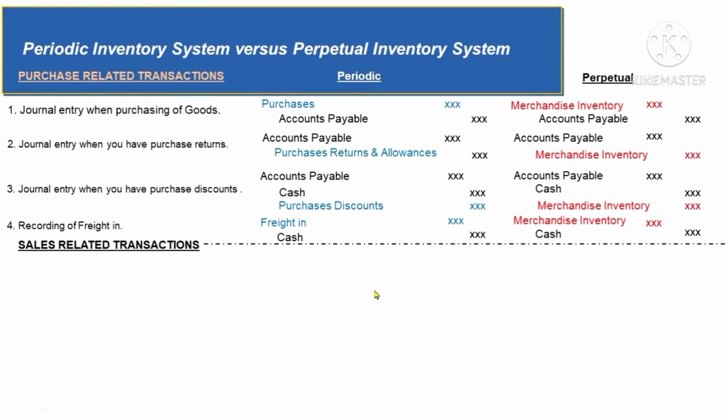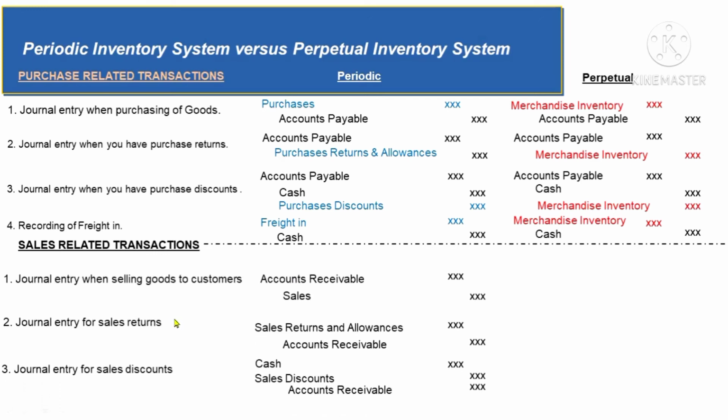So in the periodic inventory system, we have already studied the entries. So we have here the entries for the sales returns and allowances, and the sales discounts. Now let's compare these entries with the perpetual inventory system's entries.